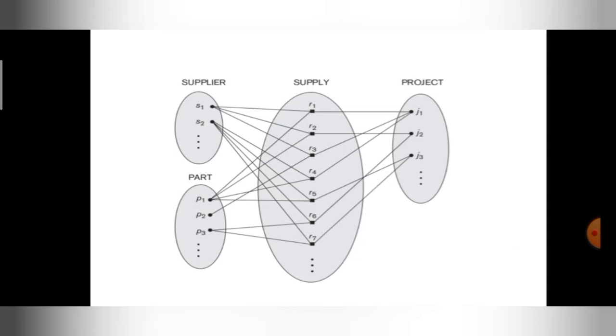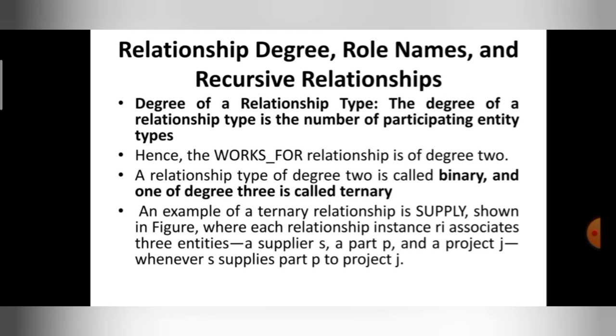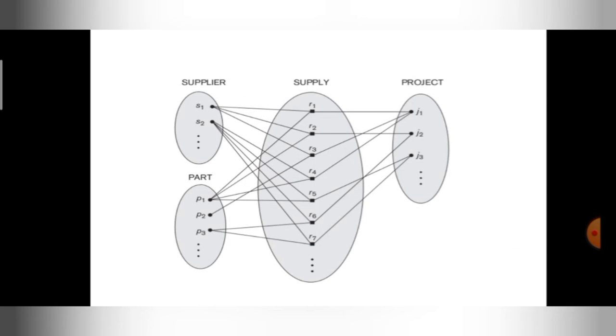So for example, see, supplier, part, project: 3 entities are participating in a relationship. That's why this relationship degree is ternary, 3 is more than 2. Hope you are understanding, guys, right? So this is the degree of relationship. The number of participating entities in a relationship defines the degree of a relationship type.